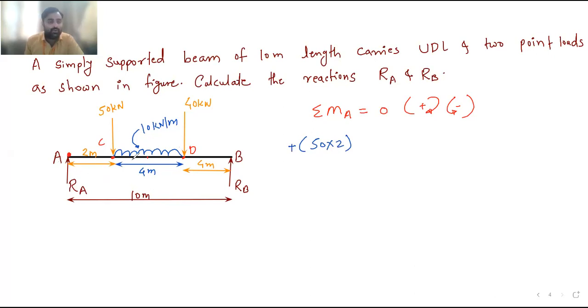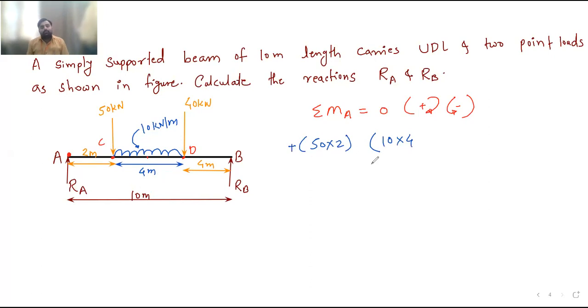Now this UDL means what? It is the uniformly distributed load. So we need to convert that UDL into the point load first. So how do we convert? We will take the area of this. Area of this means this is a rectangular load. Intensity is 10. Span is 4. So it will be 10 into 4.